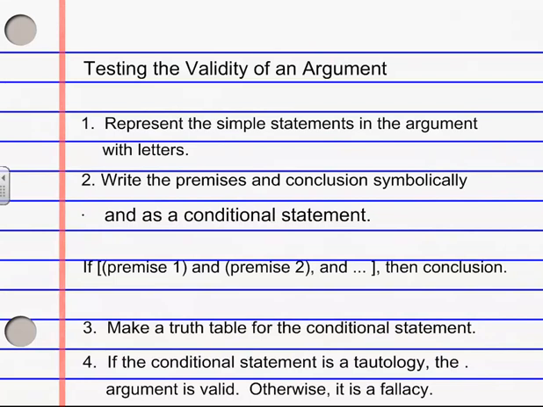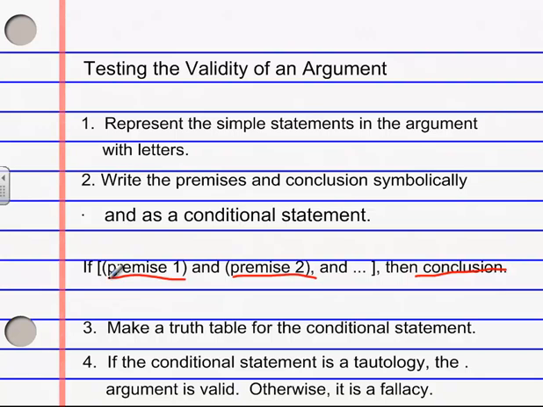So here are the steps for testing the validity of an argument. And this is going to be very much like what we've already been doing within this logic chapter. So the first thing we're going to do is take our compound statement, break it down into simple statements, and represent them with letters. We can use P, Q, and R as we've been doing, or you can select any letter to represent each simple statement. Now we're going to write our premises and our conclusion symbolically and as a conditional statement. And it's going to look like this format. If premise 1 and premise 2, then a certain conclusion.